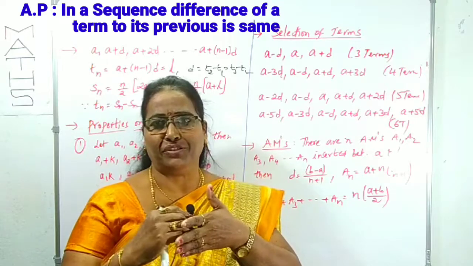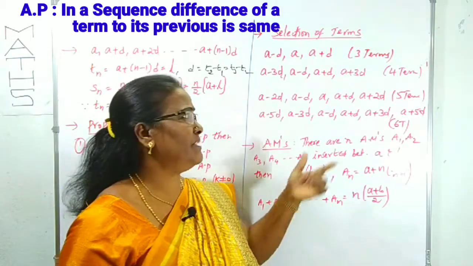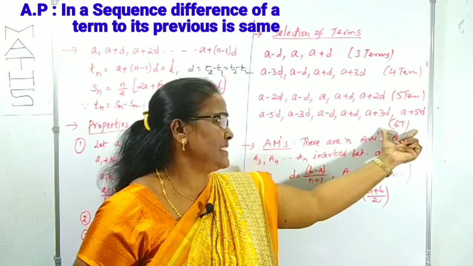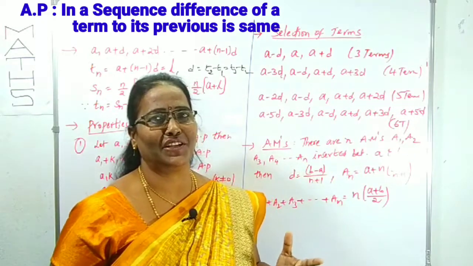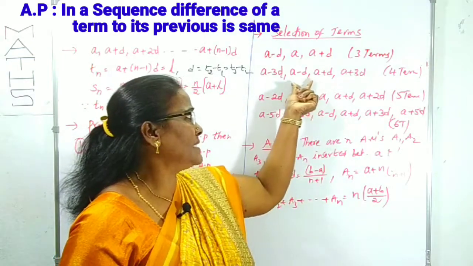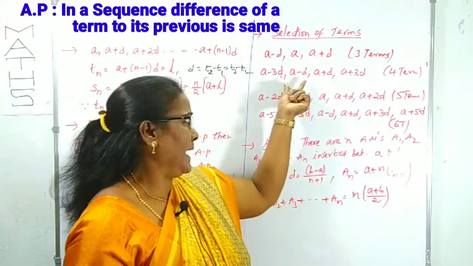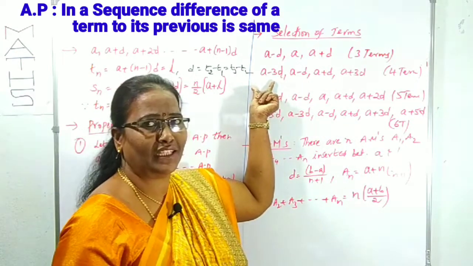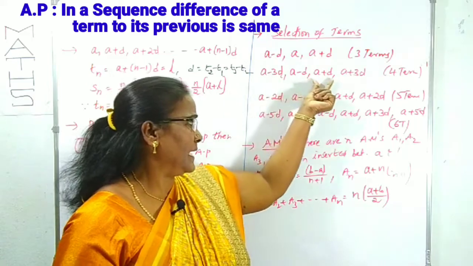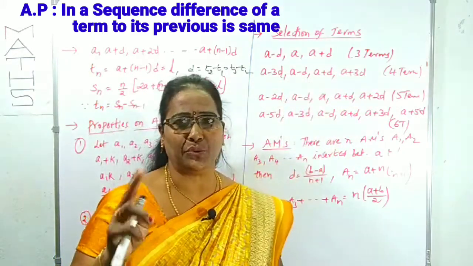In case of an odd number of terms, same way. In case of an even number of terms, suppose there will be four terms, six terms. In an even number of terms, what you have to take? Two terms, we can take the middle terms, like a minus d, a plus d. If the common difference is 2d, like a minus d, before that we can take a minus 3d. Here a plus d, after that we can take a plus 3d. The common difference must be 2d.